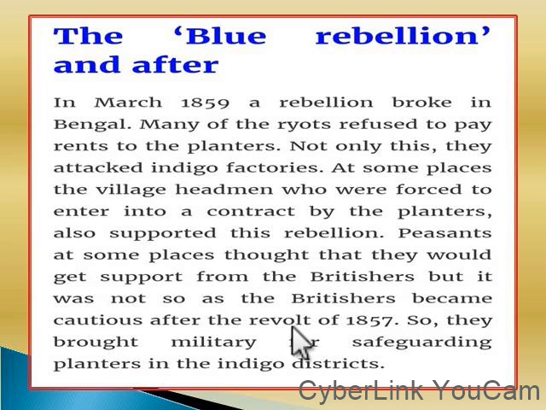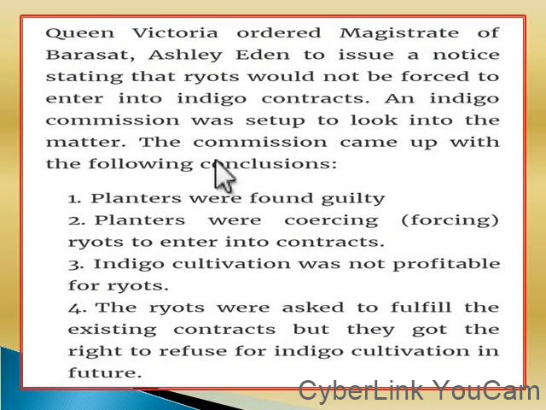the Britishers became cautious after the revolt of 1857. So they brought the military for safeguarding planters in the indigo districts. Queen Victoria ordered the magistrate of Barasat, Ashley Eden, to issue a notice stating that Ryots would not be forced to enter into indigo contracts. An Indigo Commission was set up to look into the matter.